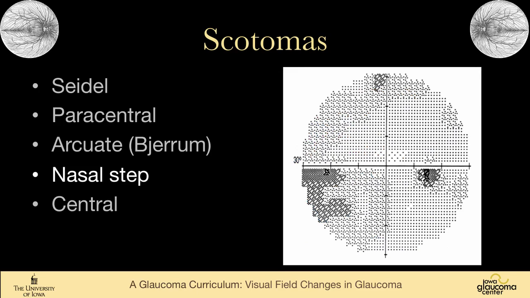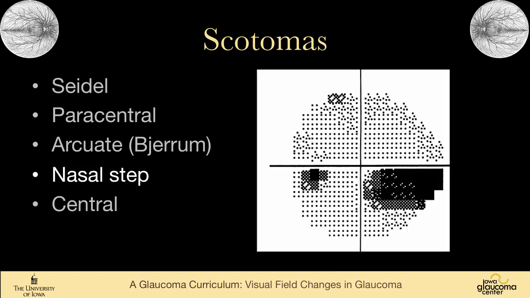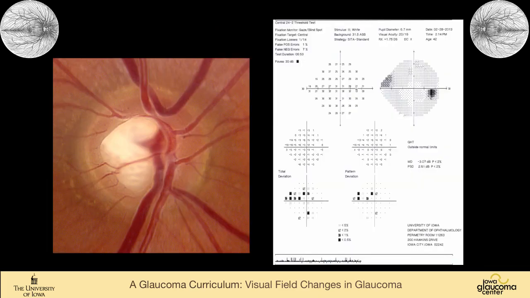Nasal step on a static threshold perimetry, and another in the left eye here of this patient. And one more. So you can see this thinning inferiorly here in this right eye and this corresponding superior peripheral defect.